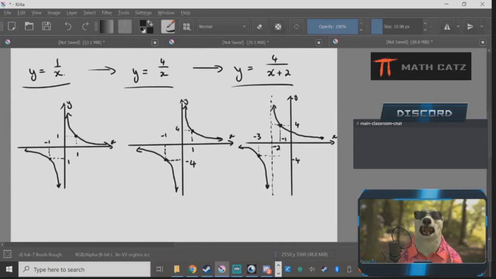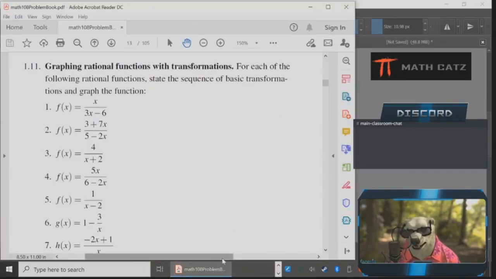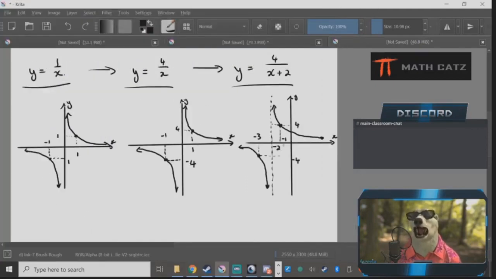Now I can, of course, find a y-intercept. Do they actually even care in the question? I don't know if they actually care. State the sequence of basic transformations and graph it. All right. It's always nice, though, to have a y-intercept. Basic requirement here is a y-intercept. Well, that looks like a graph. Let's do it separately.